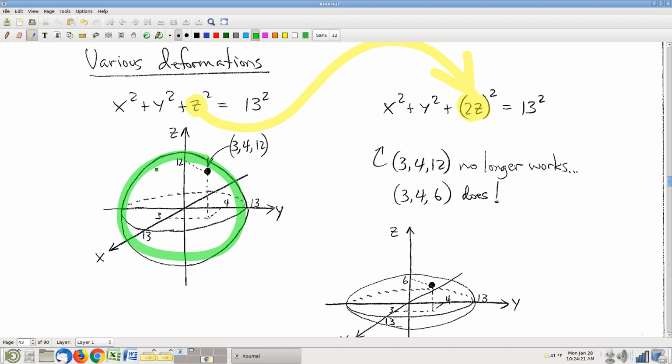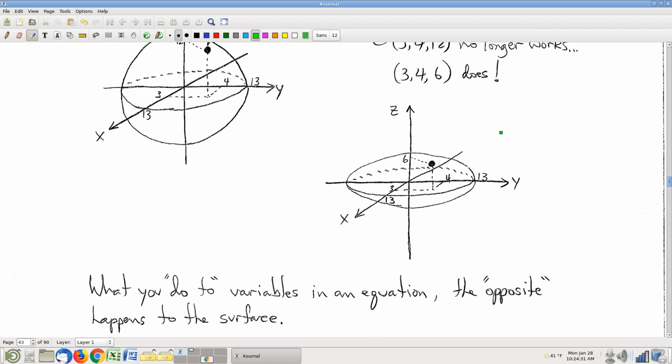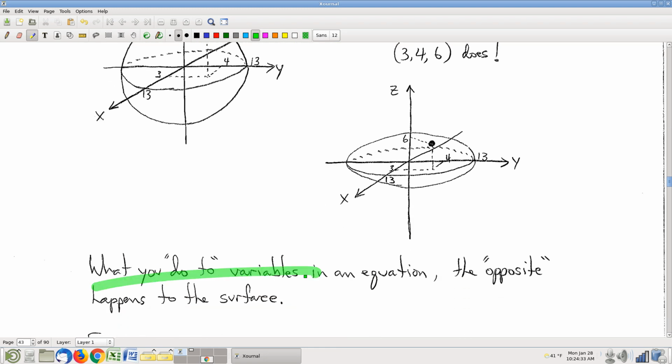So that's the nice punchline, and the way I like to say this is that when you do something algebraic to an equation, what happens to the solution set sort of opposes that. So whatever you do to the variables in an equation, sort of the opposite happens to the solution set. And you'll see this pattern in lots of different examples.